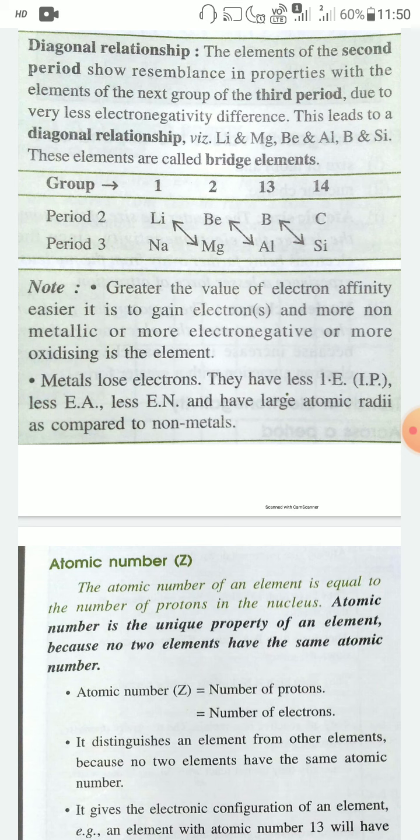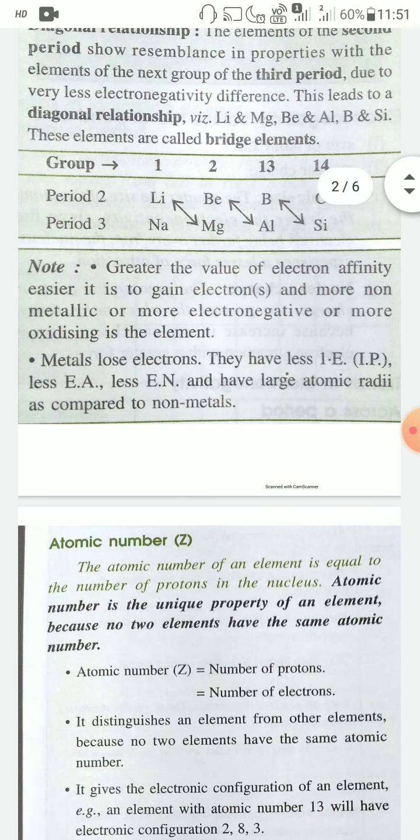I have already discussed different types of periodic properties: electronegativity, electron affinity, ionization energy. You have to read all these terms, their definitions, and their variation along a period and along groups, because these are very important. So let's see what the diagonal relationship is.